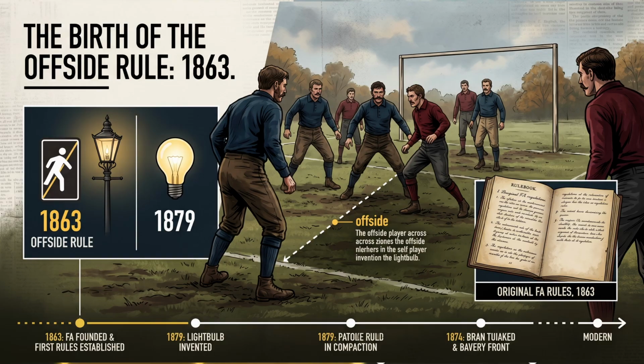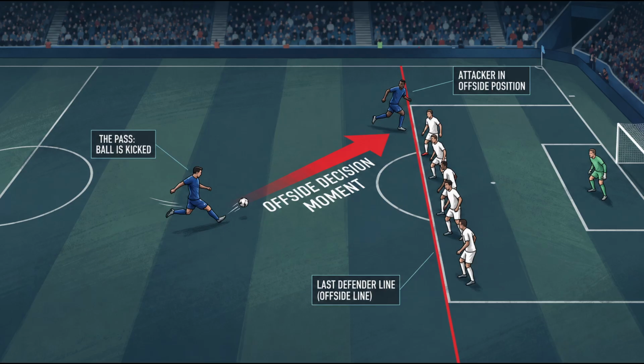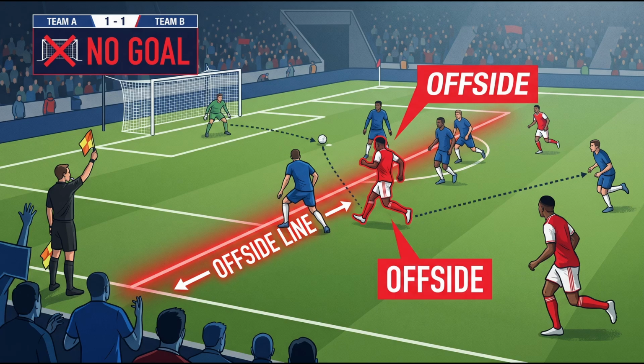So back in 1863, yes, this rule is older than the light bulb. They created offside to stop exactly that. Here's how it works. At the moment your teammate kicks the ball to you, look at the defenders between you and the goal. If you're past the last one, not the goalkeeper, the last outfield defender, you're offside. Goal doesn't count. Play stops. That's it. That's the rule.